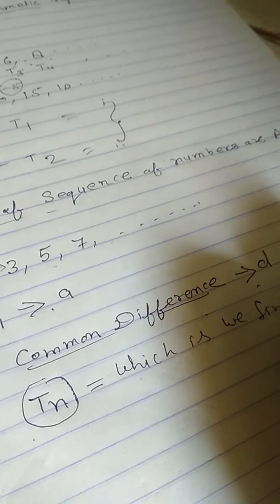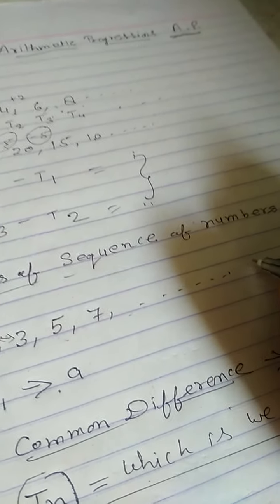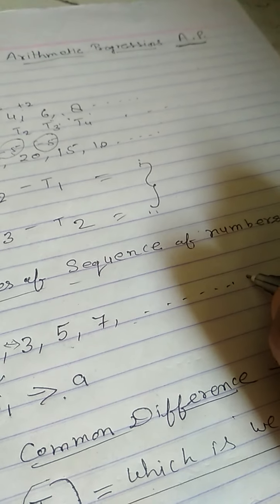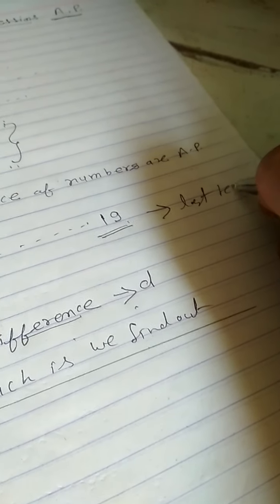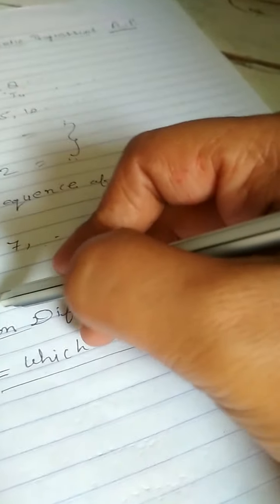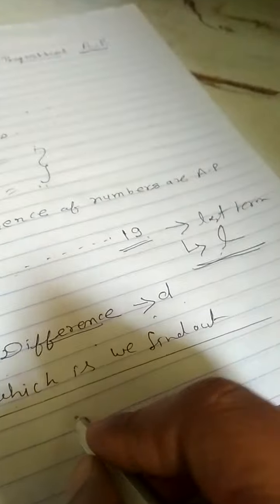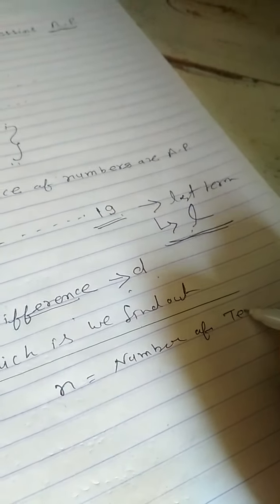Okay, if in any series the last term is given, this is the last term, which is denoted by small l. First term denoted by A, common difference denoted by D, last term denoted by L, and N is the number of terms.